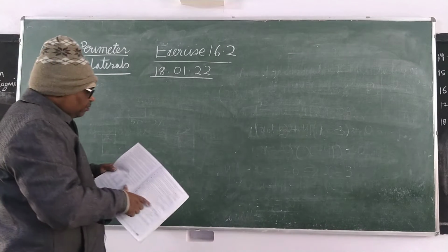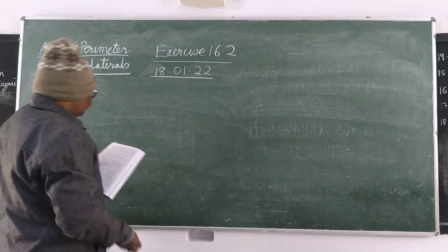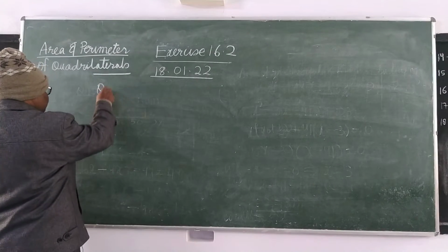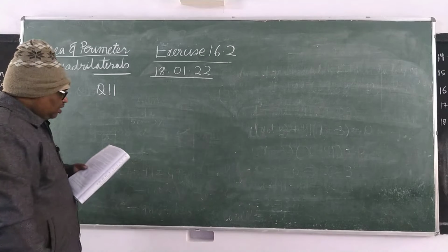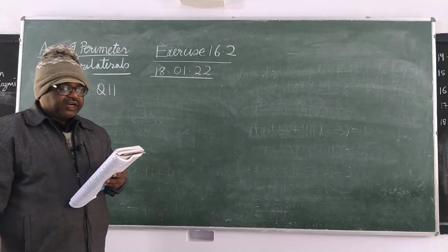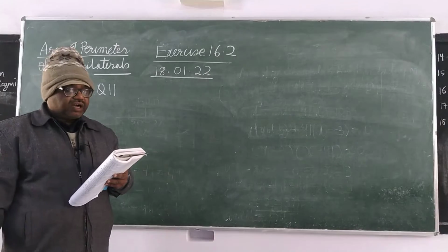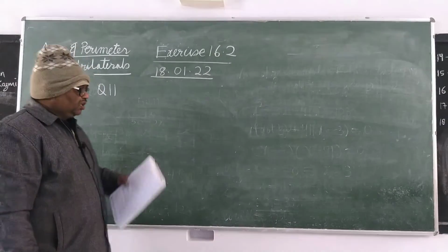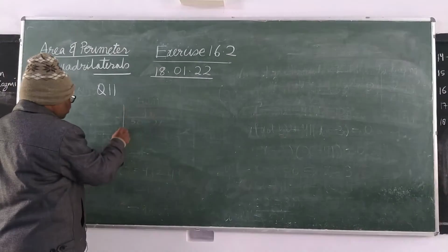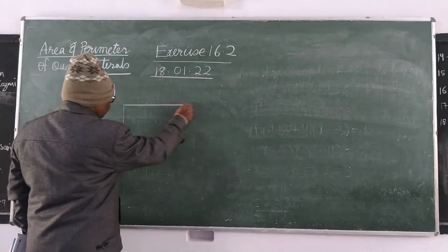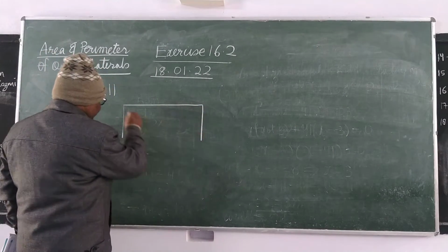Now see the question number 11. You can see here question number 11. The cost of enclosing a rectangular garden with a fence all around at the rate of rupees 15 per meter is rupees 5400. See here, this is a rectangular garden.